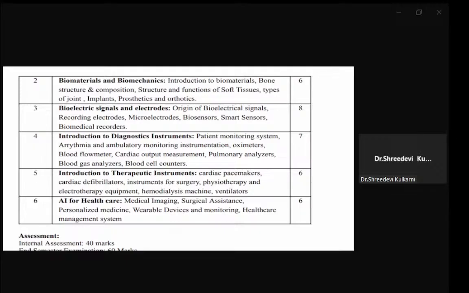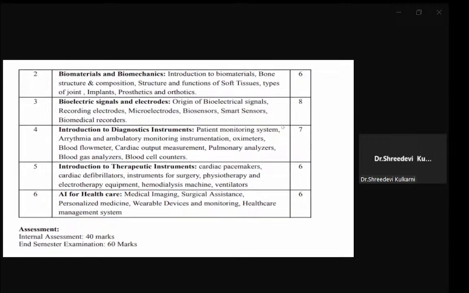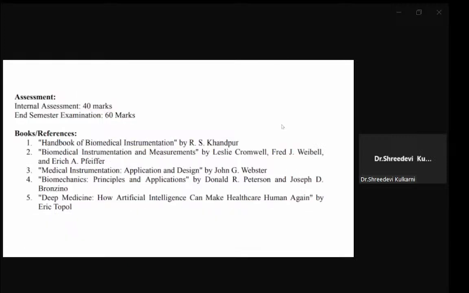And this is the overview of the subject, and the assessment part which we are going to have. We have an internal of 40 marks, and the end semester exam will be of 60 marks. Okay, these are some of the references and the textbooks which I have mentioned.